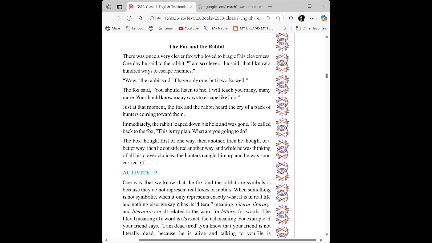So the rabbit said, "Wow, I know only one way, but you know 100. That's very good." And the fox is trying to teach. "Let me teach you. I'll tell you."